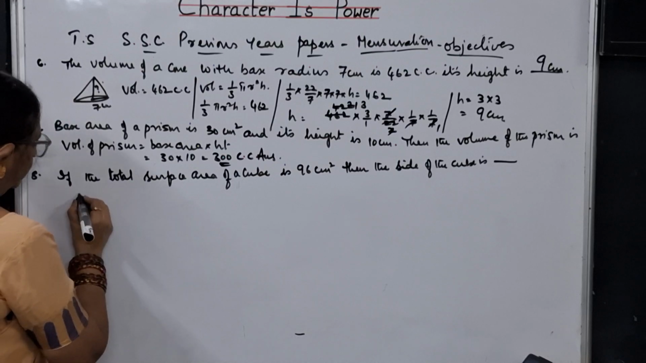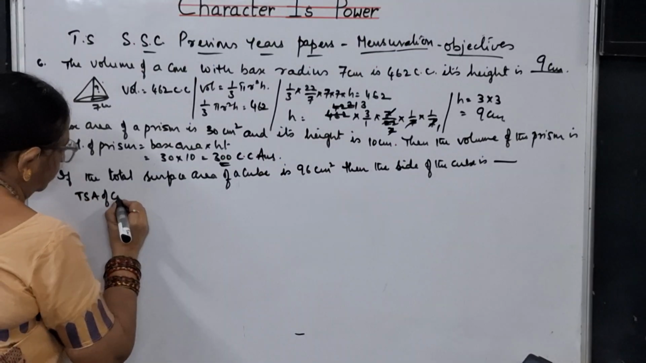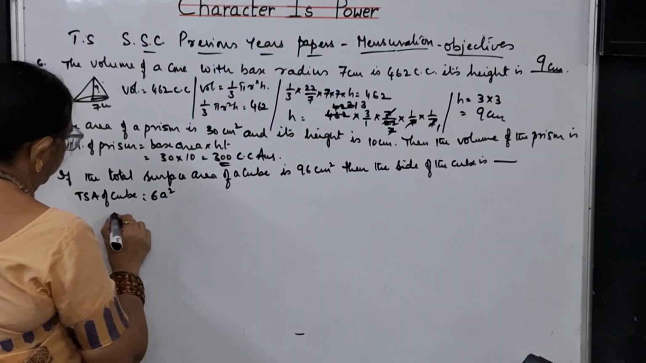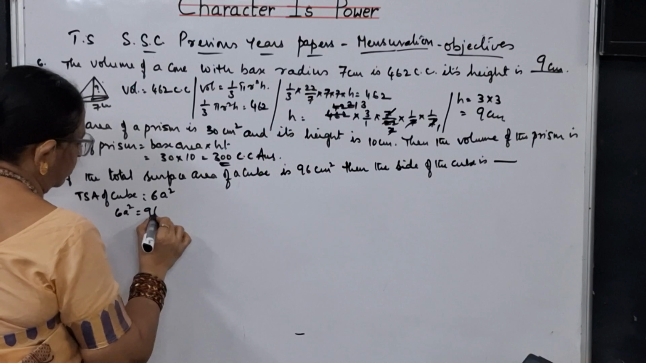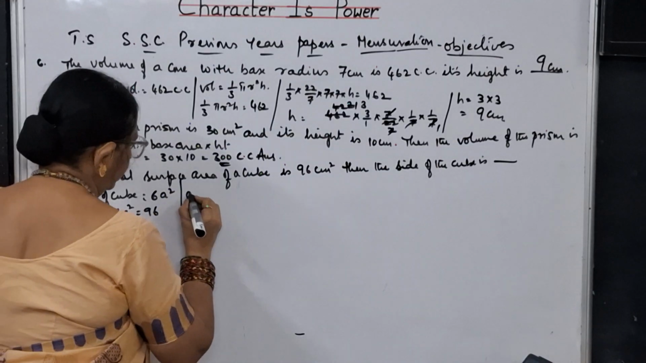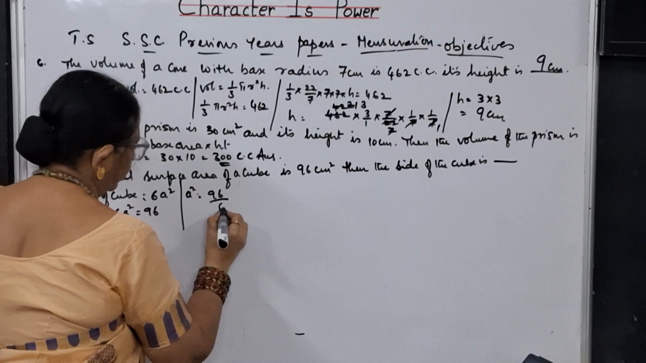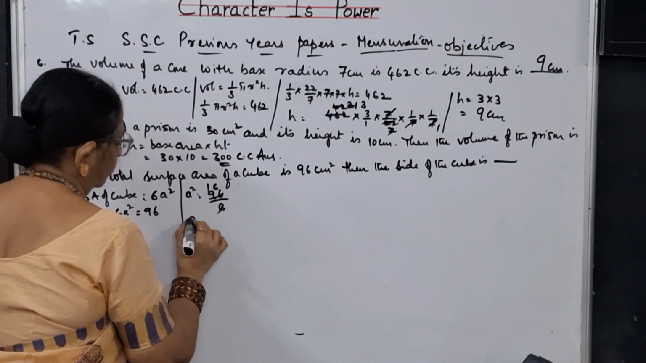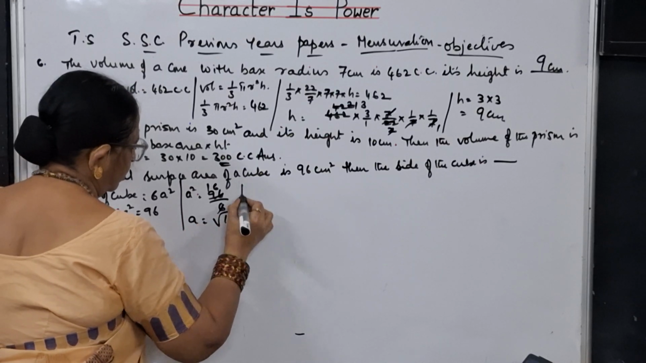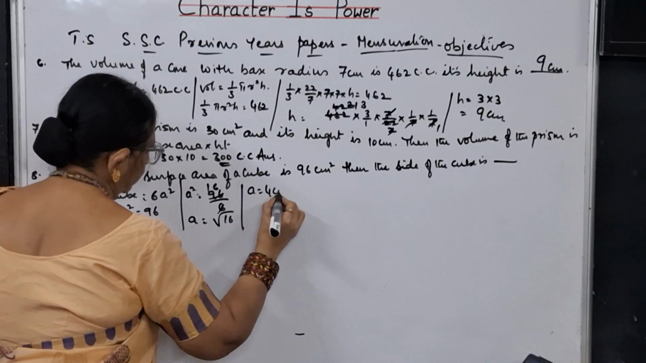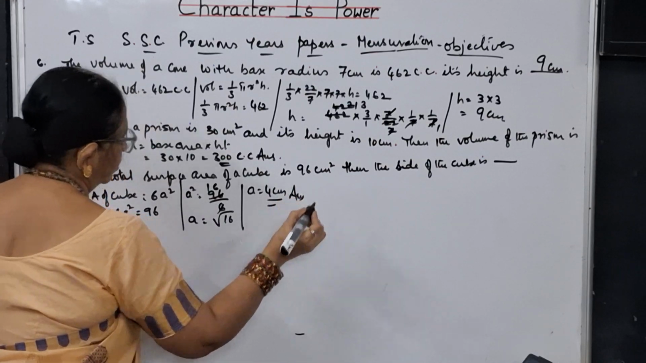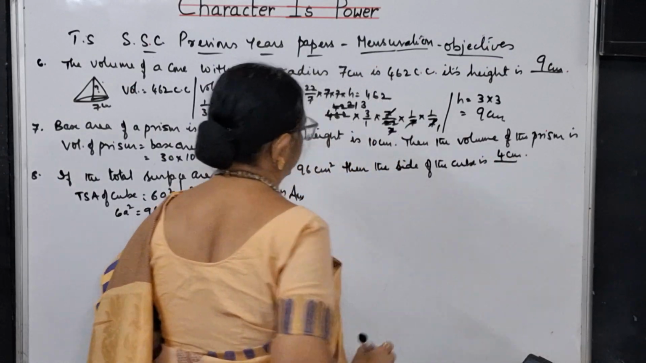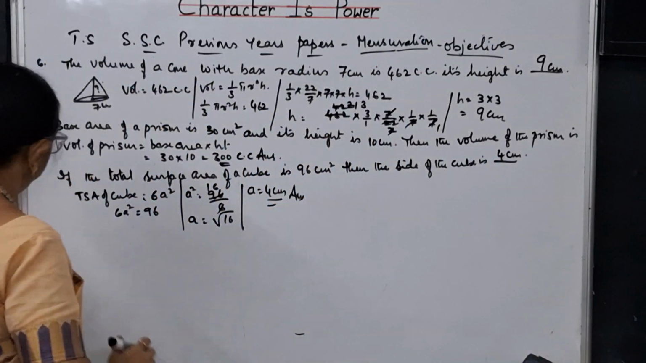Total surface area of a cube, TSA of cube formula is 6a square. Now what they have given, 6a square is equal to 96. So what is a square? 96 by 6. 6 1s are 6, 6 6s are 36. So what is a? Root 16, that is equal to 4 centimeters. This is the answer. So side of the cube is 4 centimeters. Next, ninth one.